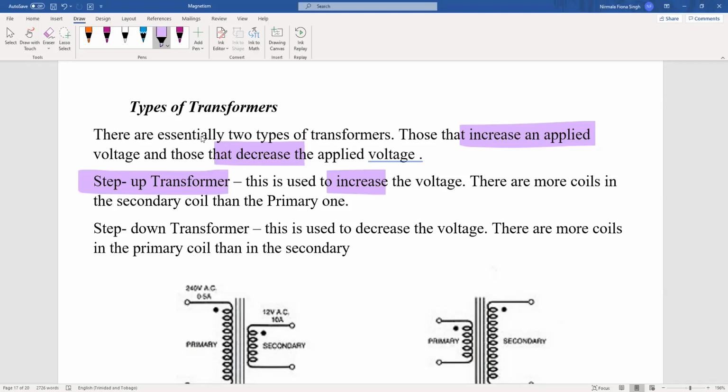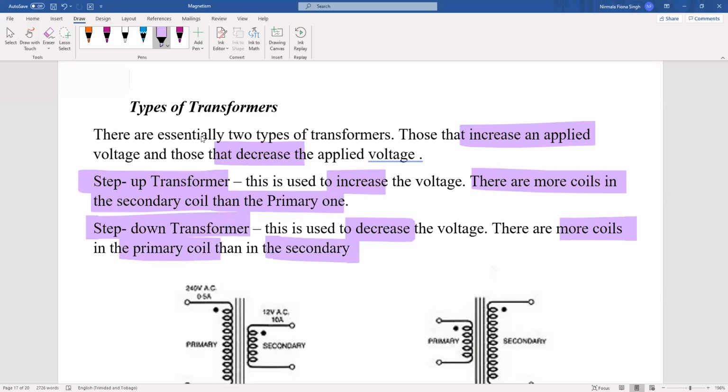And how do we increase our voltage? We use more turns, or more coils, in the secondary coil than in the primary one. And then we have a step-down transformer. This is used to decrease your voltage. And how do we do this? There are more coils in the primary section than in the secondary.